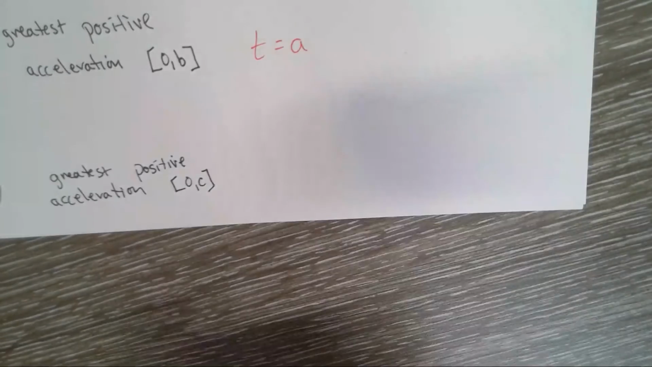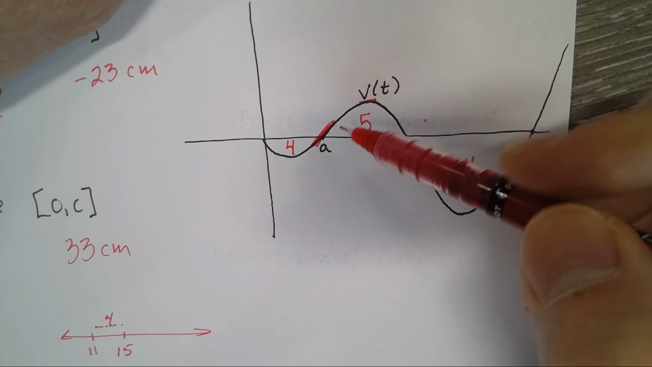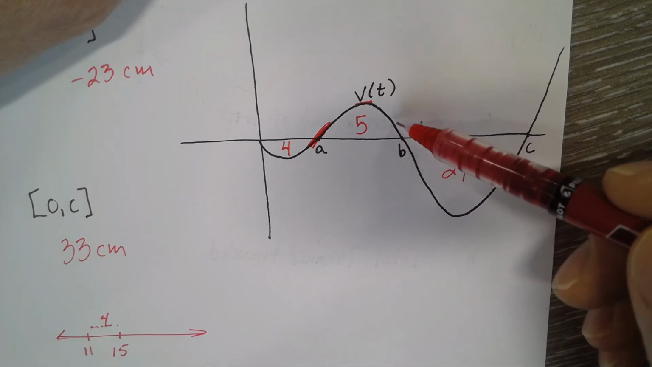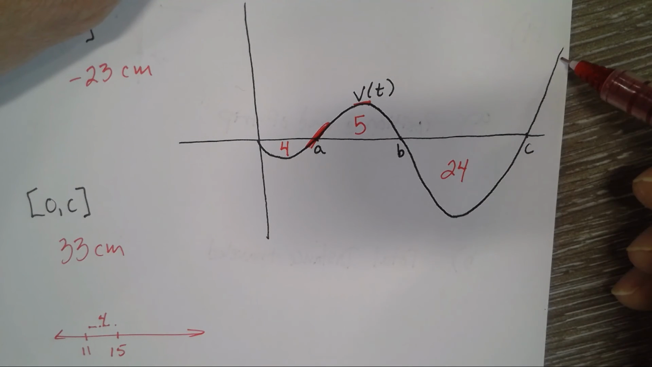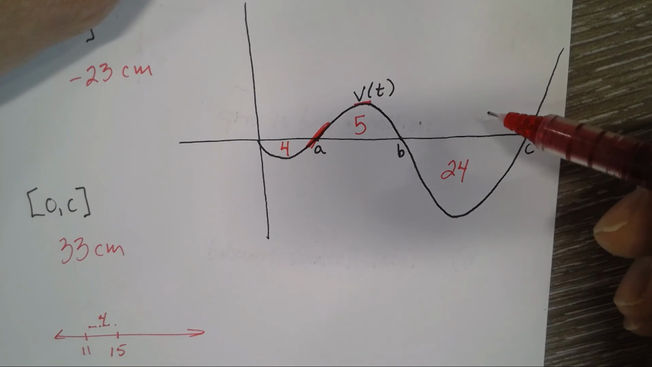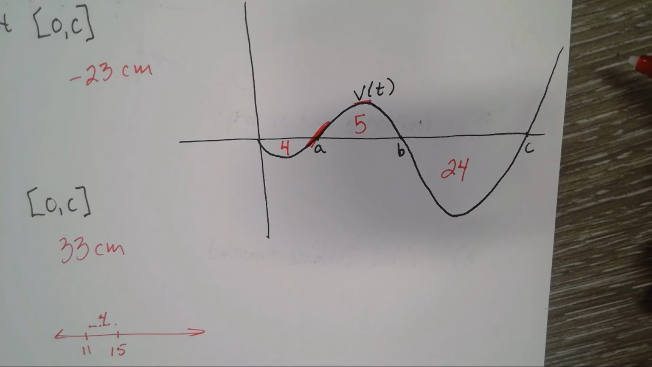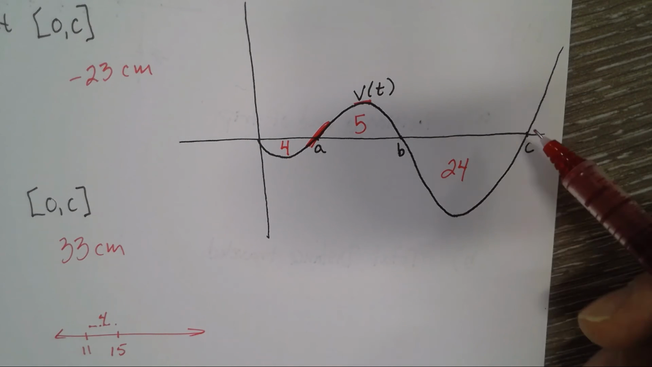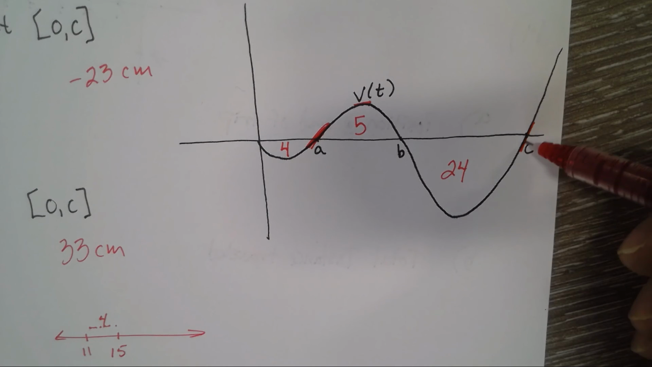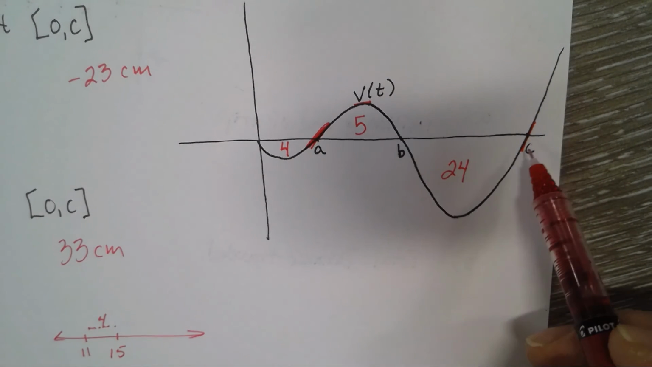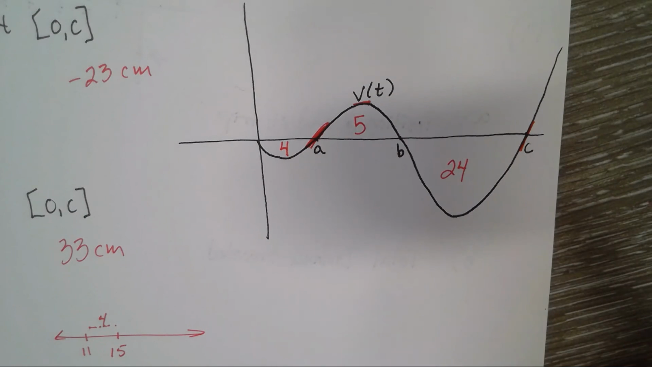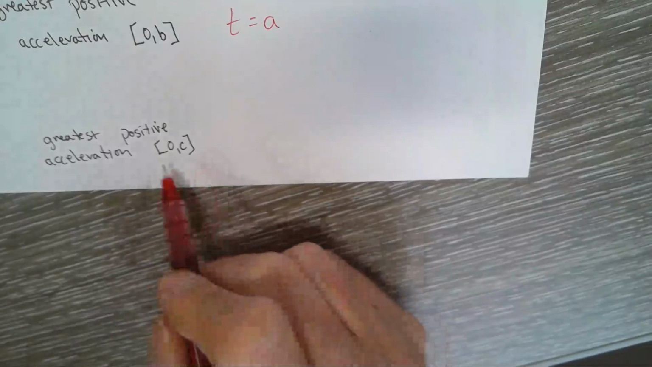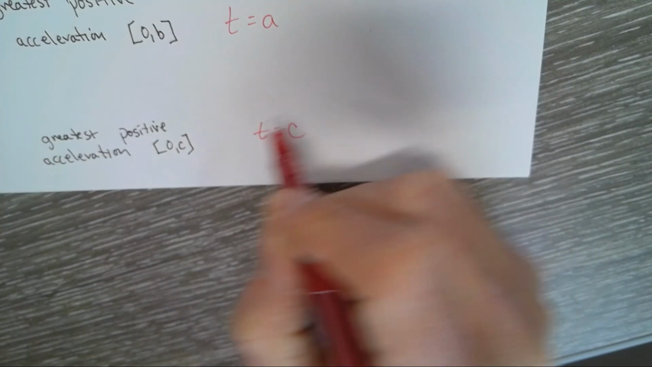And then the last question, greatest positive acceleration from 0 to c. Okay, so far we've got A. Now it's 0, now it's negative, it's 0 again, it's increasing, increasing, increasing. So as long as we're going to the right, it's going to go faster, with more and more acceleration or slope. So then we really have to just consider this versus this. It looks like it's a little steeper at C, so that has a greater positive acceleration than at A. So the answer in the interval from 0 to C would be at time equal to C. C is included in the interval.